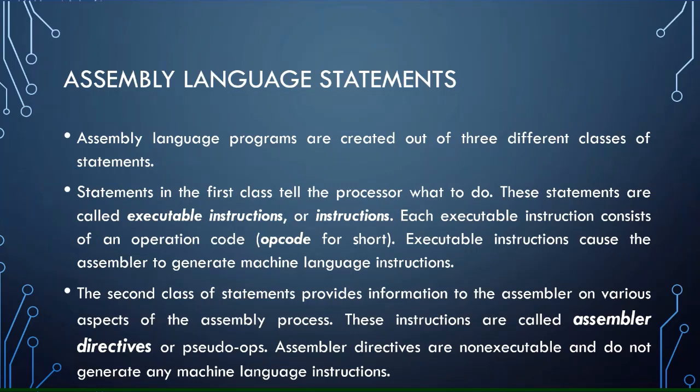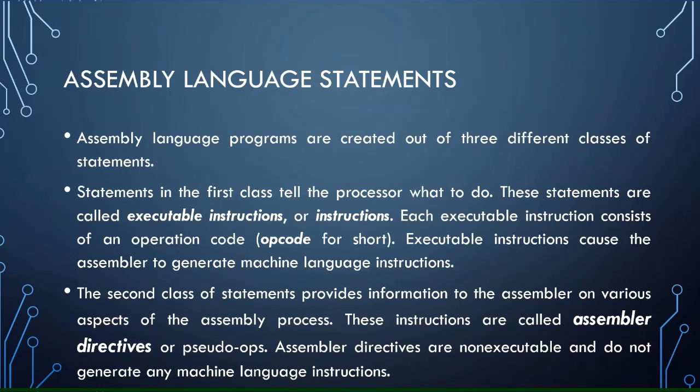That means they're called statements. In assembly language, we have three different types of statement. They say different class or different type, same thing. So there are three types of statement in assembly language. First type, they call it executable instruction, or in short, just the instruction.